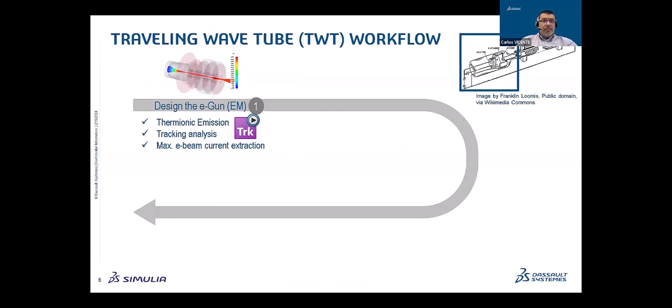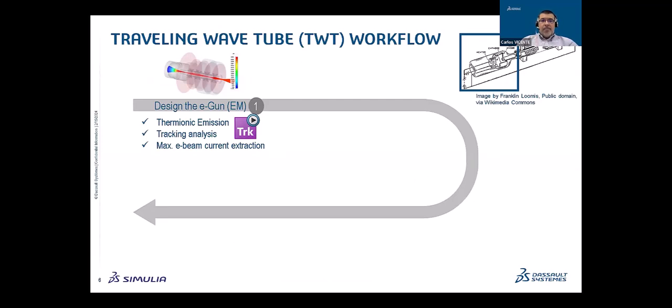So the first step, as I mentioned, is to design the electron gun. In this case, the electrons are emitted through thermionic emission, and the Child-Langmuir law is solved to estimate the maximum e-beam current that you can extract from it, okay? This is done with the tracking solver analysis, and this allows obtaining the beam parameters of the electron gun.